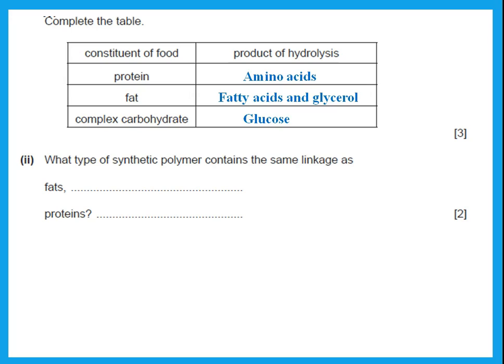Okay, and then he's asking what type of synthetic polymer contains the same linkage as these things. Now remember that fats, proteins, and carbohydrates are regarded as natural polymers. Now fats are polyesters. So the normal synthetic polymer that has this kind of linkage is terylene. Remember, natural polyesters are fats. Synthetic polyester is terylene. Now proteins. Proteins are natural what? We said proteins are polyamides. So which synthetic polymer is also a polyamide? We said that is nylon.